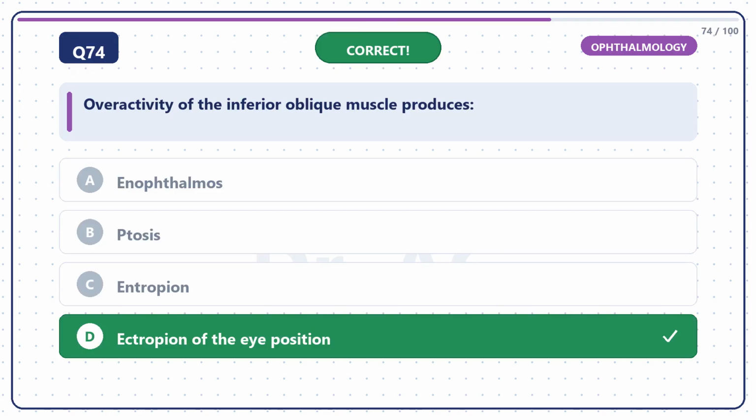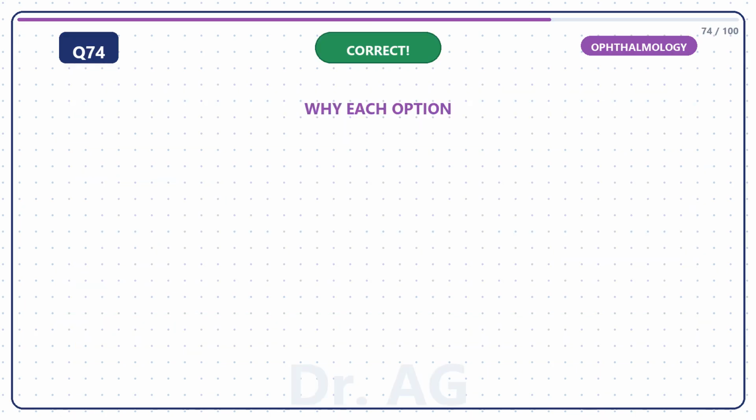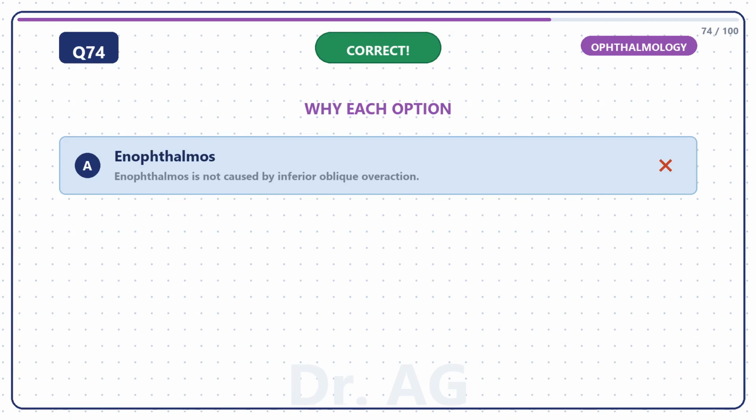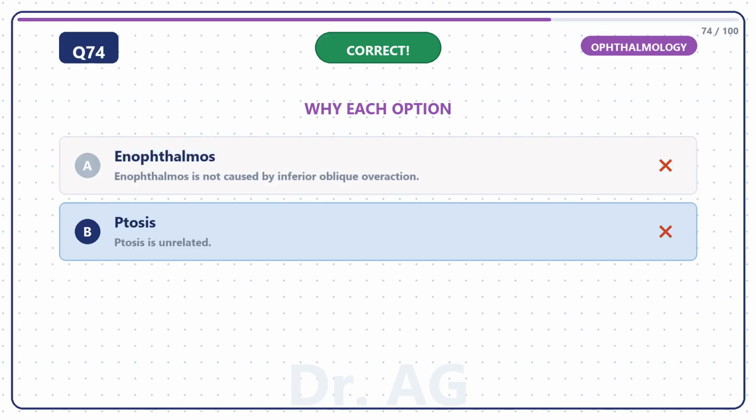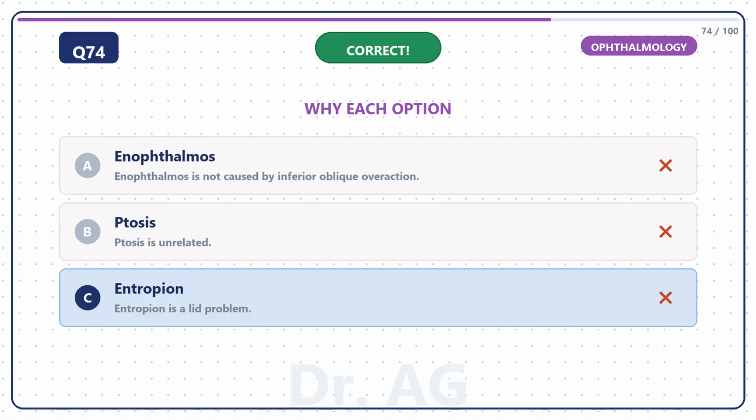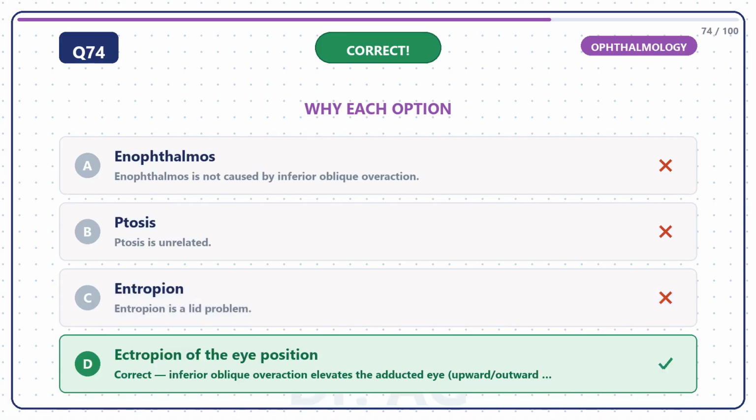The correct answer is option D. Ectropion of the eye position. Let's go through the options. Enophthalmos is not caused by inferior oblique overaction. Ptosis is unrelated. Entropion is a lid problem. And the correct answer is ectropion of the eye position. Correct. Inferior oblique overaction elevates the adducted eye, upward-outward deviation. So, the right answer is option D. Ectropion of the eye position.